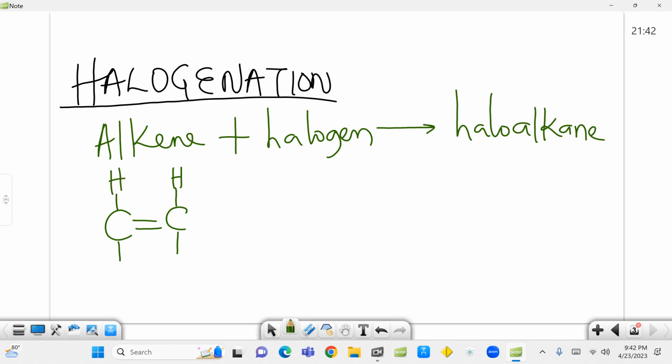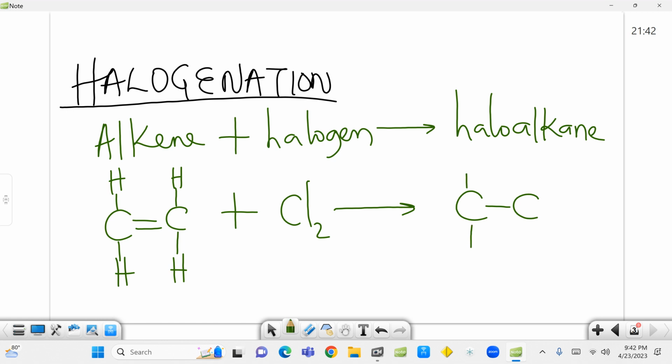is the simplest alkene with double bond between carbon to carbon atoms. And the halogen here, let's use chlorine. Okay, chlorine goes in, and that should break the double bond to become a single bond. Okay, we have the carbon to carbon single bond. The hydrogen atoms are still there. Hydrogen atoms are very much present, but in this case, we've introduced 2 atoms of chlorine.